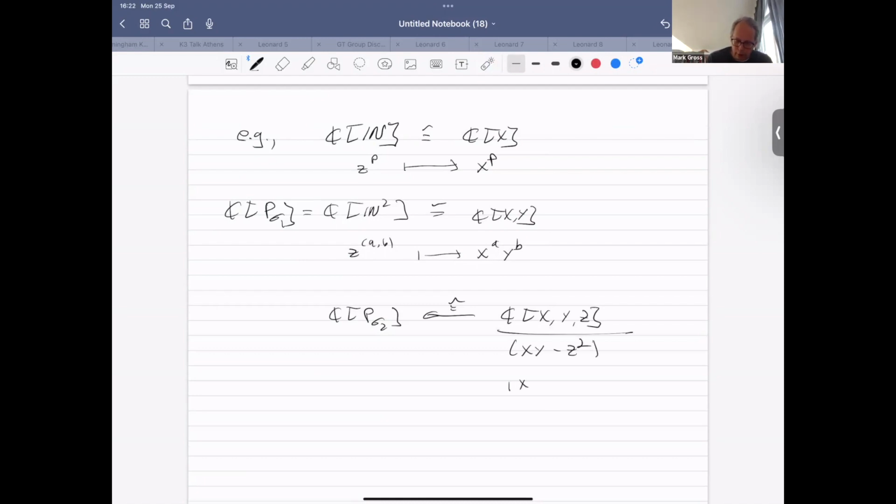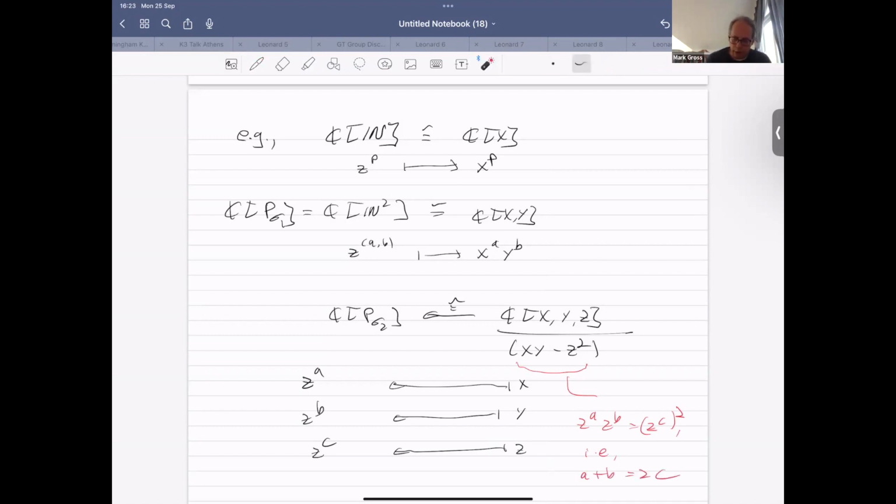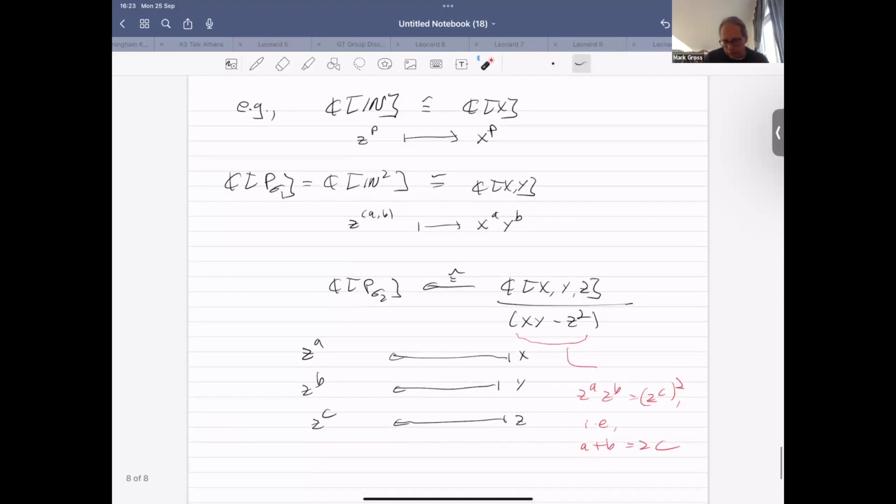And here X corresponds to the generator Z to the A, Y corresponds to the generator Z to the B, and Z corresponds to the generator Z to the C. And this relation here is just another way of writing the relation Z to the A times Z to the B is equal to Z to the C squared, i.e., A plus B is equal to 2C. So this polynomial relation that we see over here is really just the exponential, in a sense, of this additive relation on the generators of the monoid. Okay, so this gives us a fairly rich way of describing some rings.